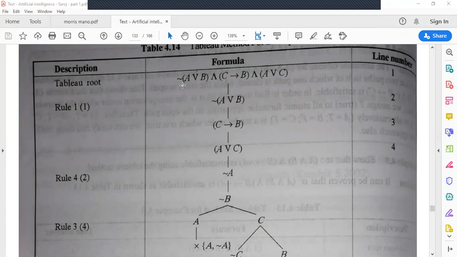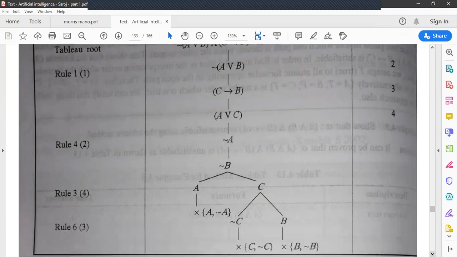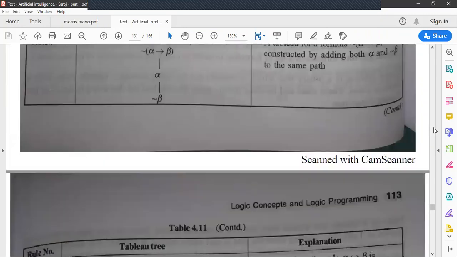So you got not A or B, and you got C implies B, and you got A or C as separate subformulas. Then you are applying on line number two, rule number four. Line number two is this, and rule number four you are applying as, what is rule number four?